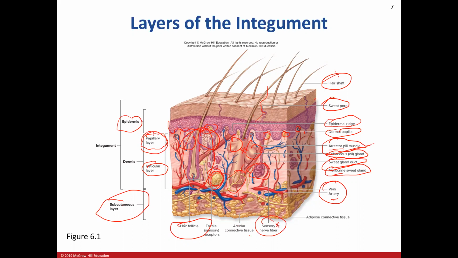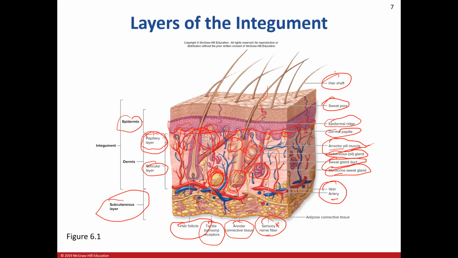And here's your areolar connective tissue and tactile sensory receptor. So you could say sensory receptor, you could say sensory nerve fiber, because you can see there's some up by the epidermis, and most of those are for pain and temperature. And the ones that are deep encapsulated, like Pacinian corpuscles, they're more for deep pressure. And these are mostly sensory.